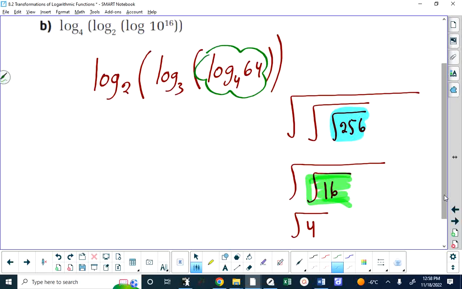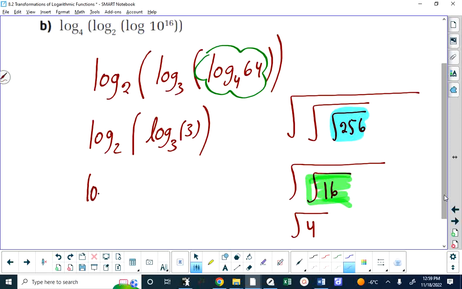Well, it is the number to which we raise 4 to get 64, and 4 cubed is 64. And if you don't know that immediately, then I suppose you have to take your calculator and go, well, is it 2? 4 squared is 16? No. Is it 3? 4 cubed? Oh, yeah, it's 64. So that is 3, and now we have log base 2 of log base 3 of 3. Well, log base 3 of 3 is the exponent to which you raise 3 to get 3, which is 1. 3 to the 1 gives you 3.